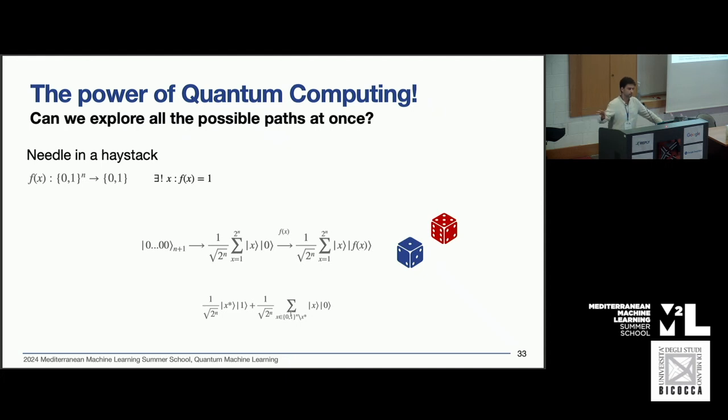Same thing with a quantum computer. So you have your gate model. So you implement this function with gates. Someone implemented it for you and asked you to find the needle. And so the idea is that you can always turn a classical circuit into a quantum circuit. We can always do that.